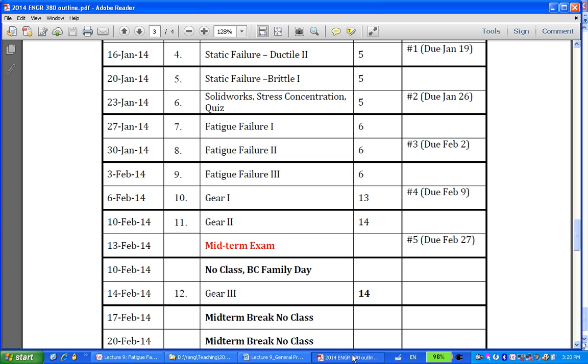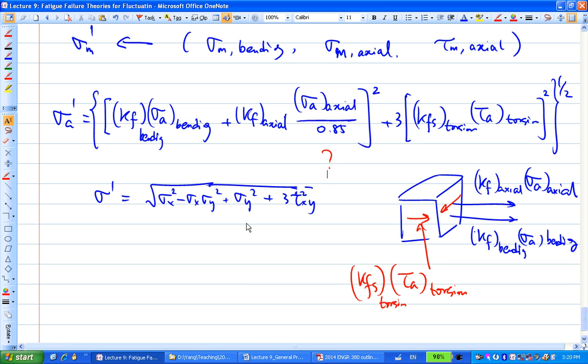Alright, thank you. I just had a question about the formula for the von Mises stress that was up there. It said the stress in the x direction minus the stress in the x times stress in the y squared. Is that all squared, or is it just the sigma y squared? There's no square here. Yeah, there's no square. Okay, I was wondering about that.